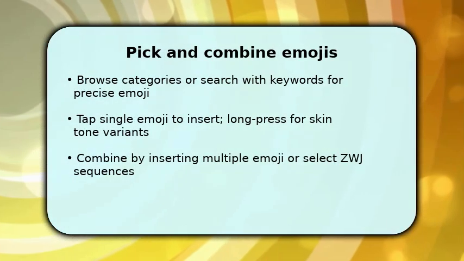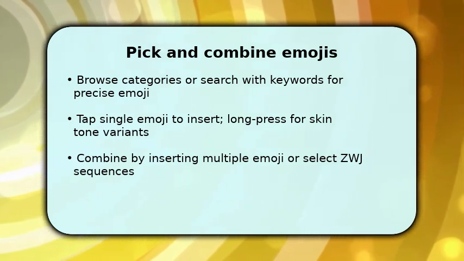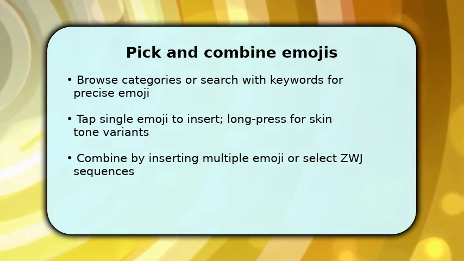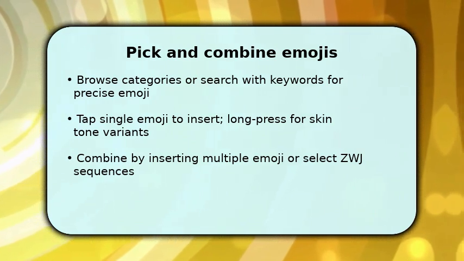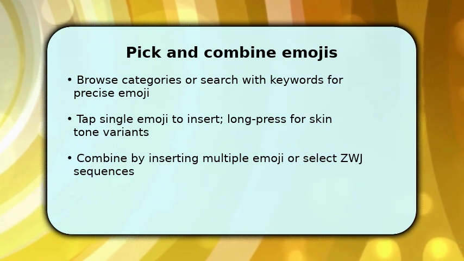You locate the emoji you need by browsing categories or using the search field. That is faster than scrolling long menus. Tap an emoji to insert it. If you need a variant like a skin tone, long press and choose the option.